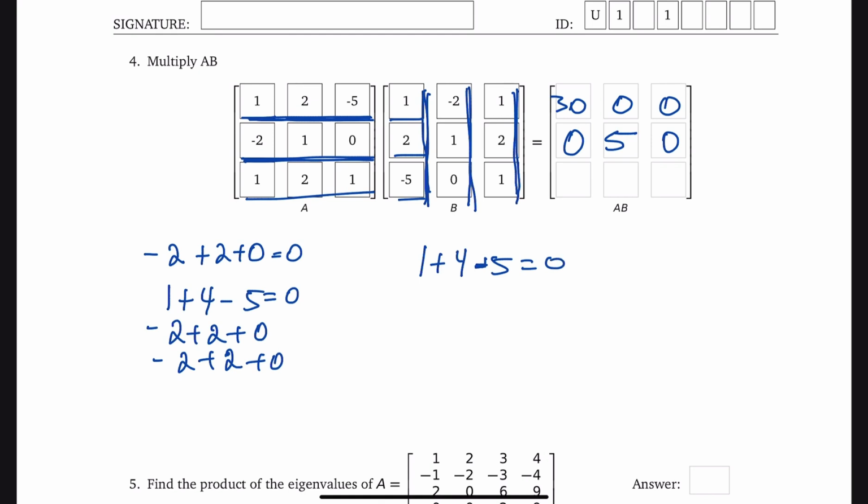The third row to the first column, it's going to be 1 plus 4 minus 5, which is also 0. So the third row to the second column is going to be minus 2 plus 0, which is 0. And the third row to the third column, it's going to be 1 plus 4 plus 1, which is going to be equal to 6. So that's going to be the matrix.